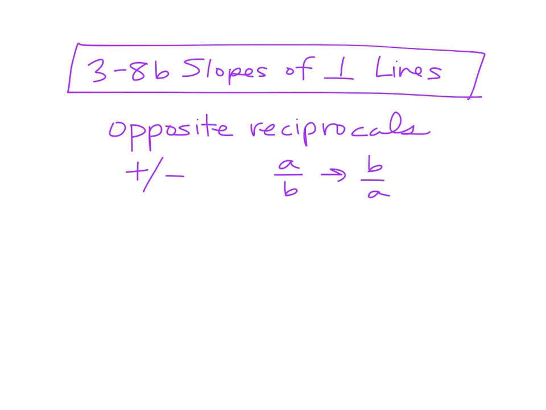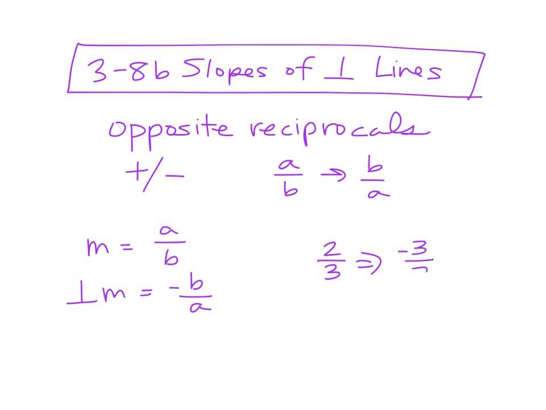So if I have a slope of A over B, for instance, my perpendicular slope to that A over B would be what? Negative B over A, okay? So you're going to flip it and change the sign. So let's just try out a couple. Let's say my slope was 2/3. What would the slope of a line perpendicular to that be?